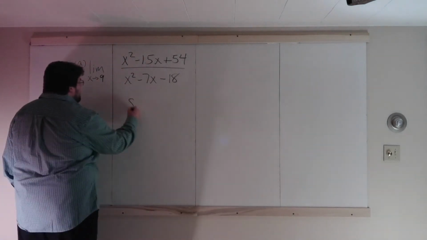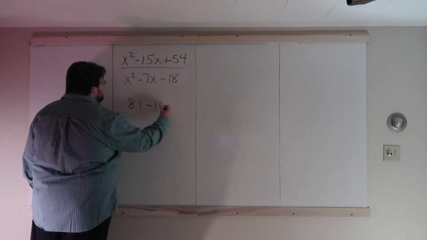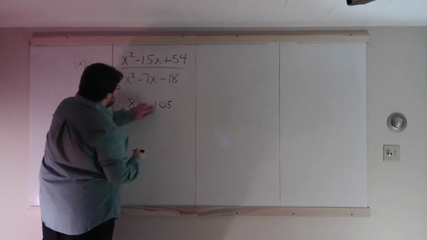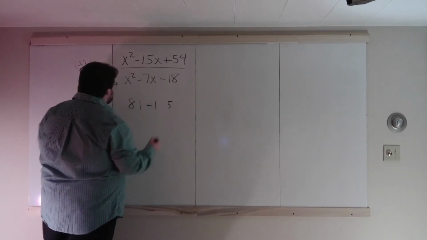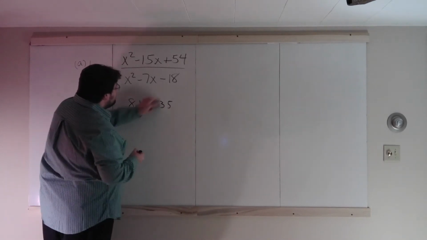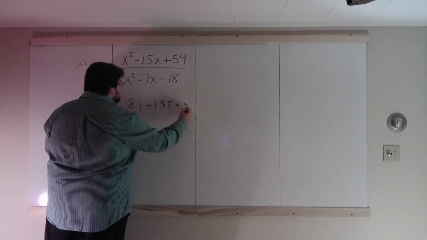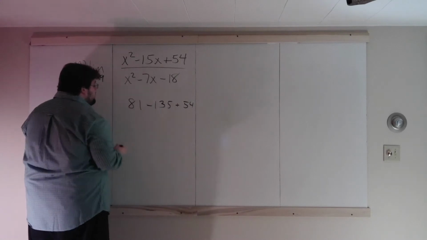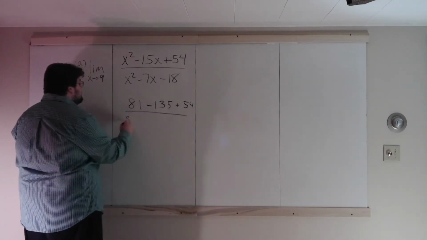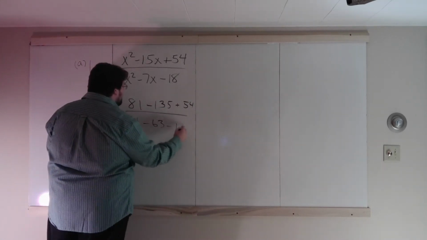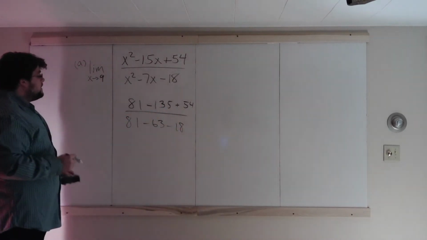You get 81 minus 105. Excuse me, that's not 105, that's 9 times 15, 135, because it's 150 minus 15, plus 54. 81 and 54 make 135. On the bottom, you get 81, negative 63, negative 18. So you get 0 over 0.